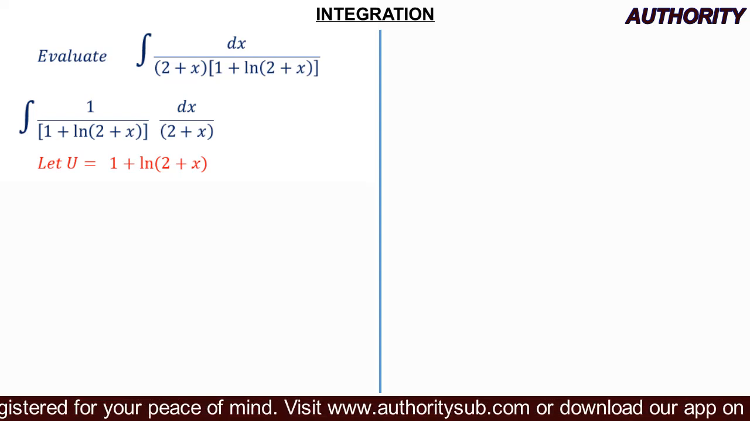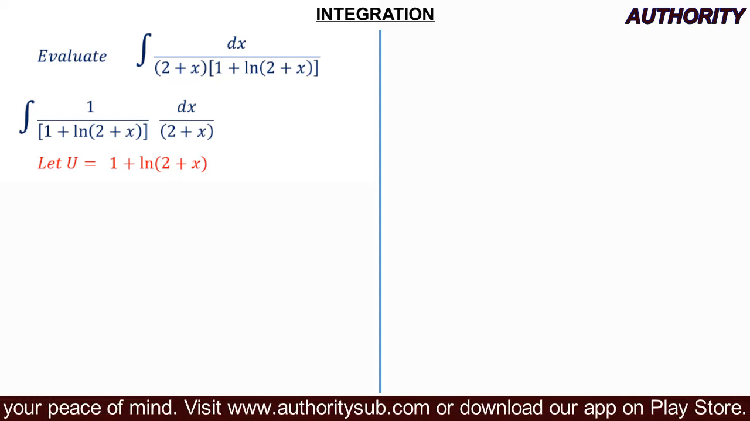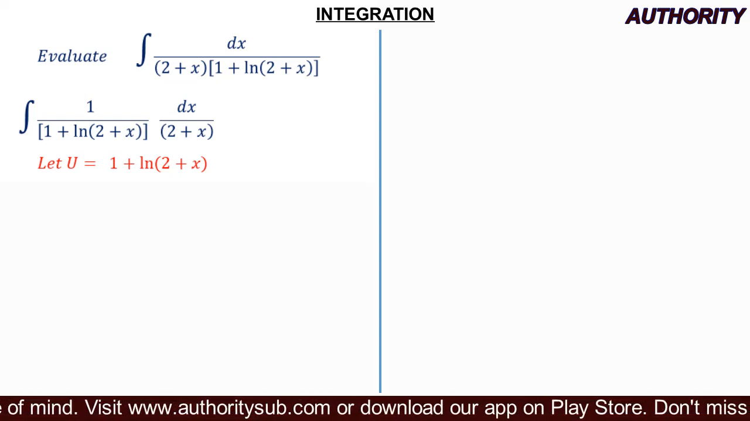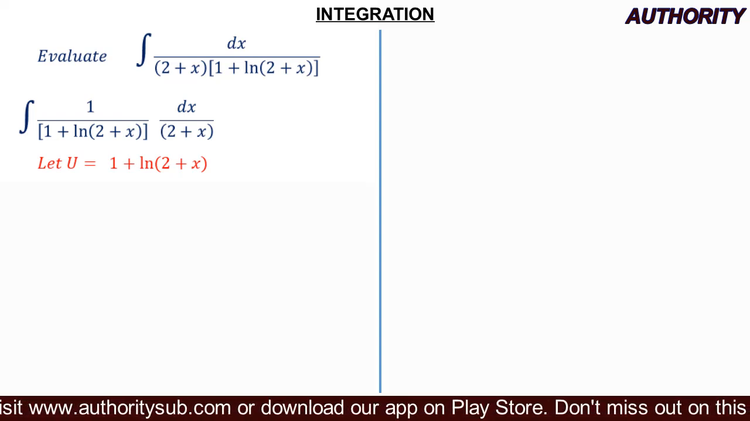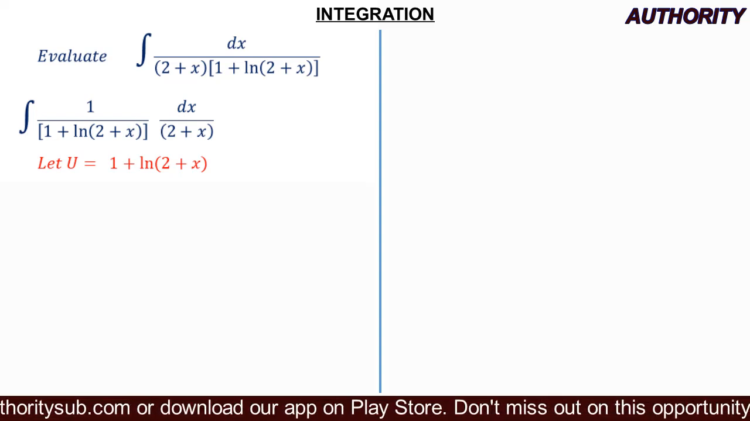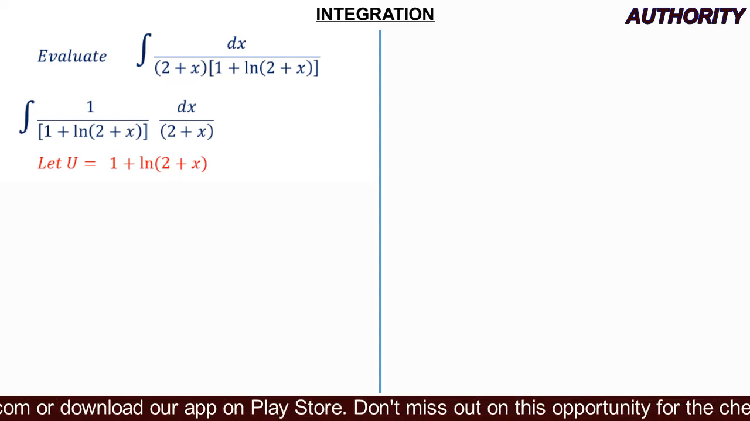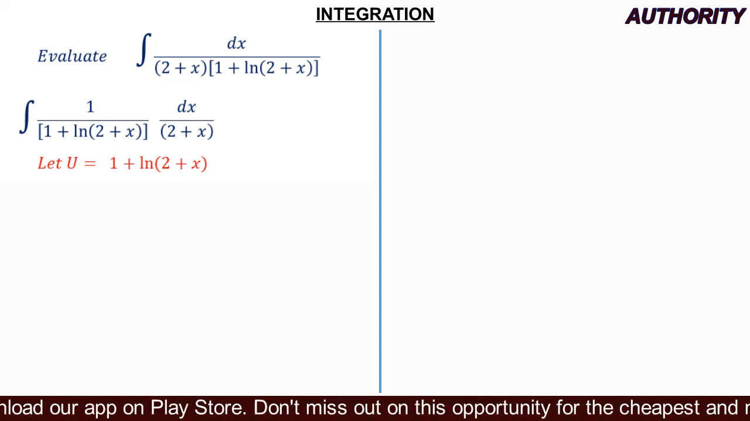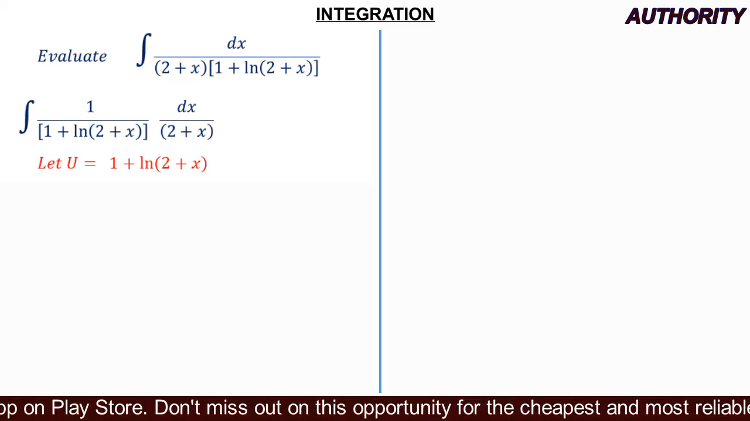But before we differentiate this u with respect to x, you can see that ln 2 plus x is a bit complex. So we cannot differentiate this straight up. We are going to apply the chain rule to differentiate this. Now, this u is not simple to be differentiated straightforward, so we are going to apply the chain rule.